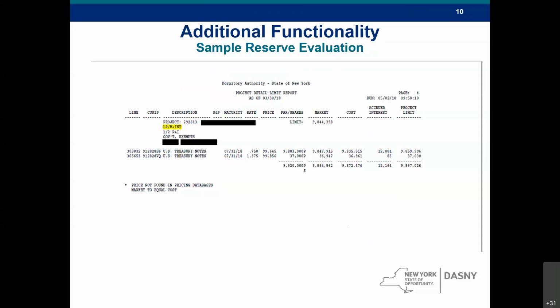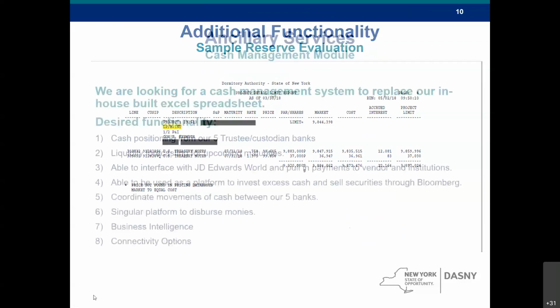Next slide. Ancillary Services Cash Management Module.